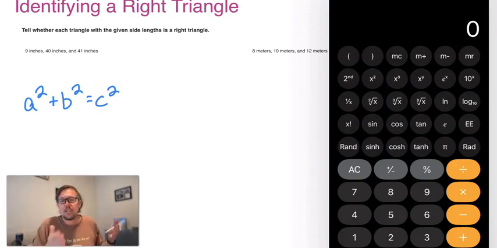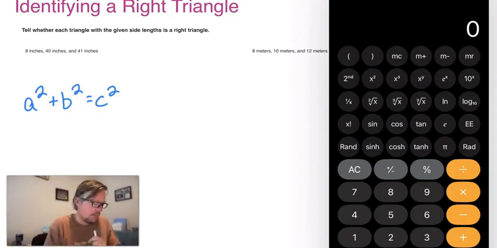And we have to make sure that when we plug those three lengths into the Pythagorean theorem, we end up with a true statement, meaning the side of the equation that has a squared plus b squared and the side of the equation that has c squared are the same number. Let me show you what I mean.